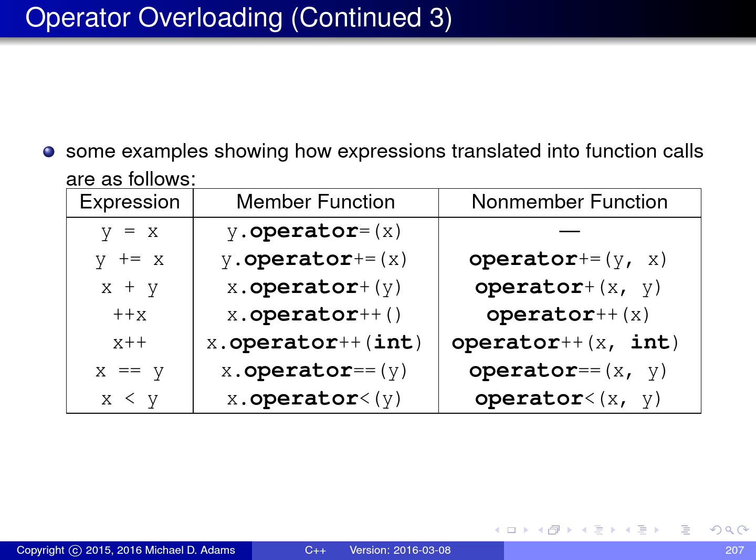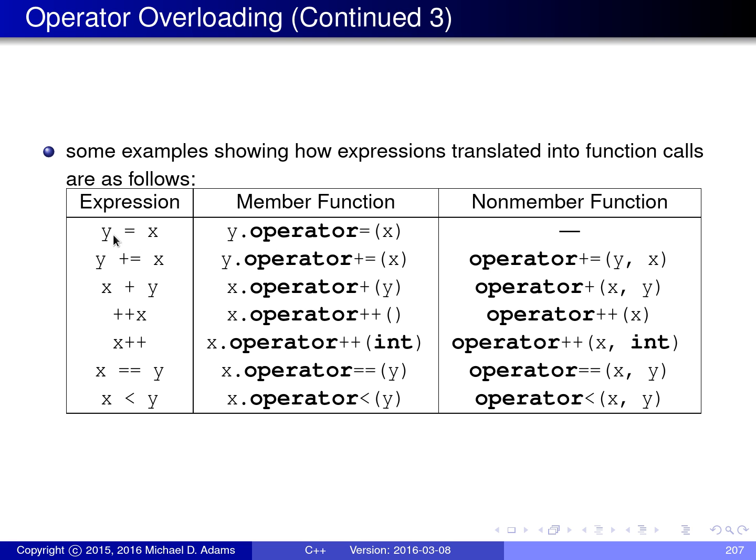On this slide, I have some examples showing how expressions are translated into function calls when operator overloading is involved. So on this slide, x and y are variables of some user-defined type. And for example, if you have the expression y equal to x, if you remember from earlier, the assignment operator can only be overloaded as a member function. So in the case that it's overloaded as a member function, this expression here would get translated into a function call which looks something like this.